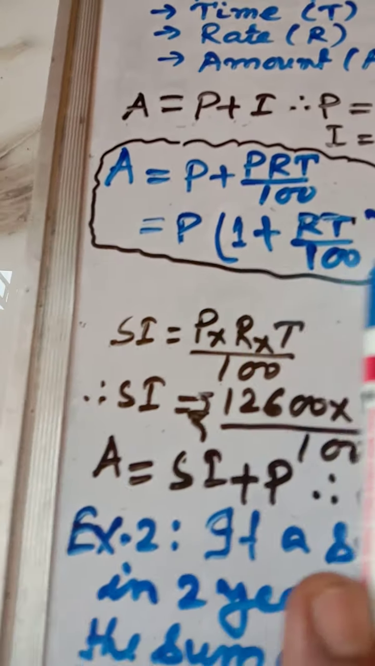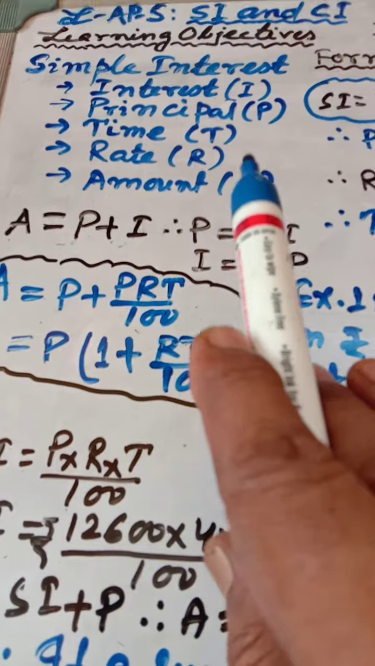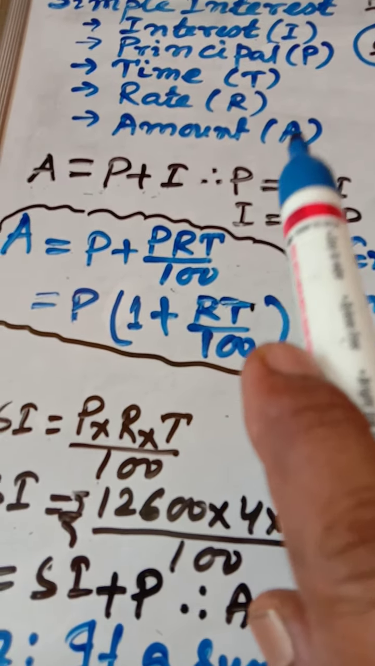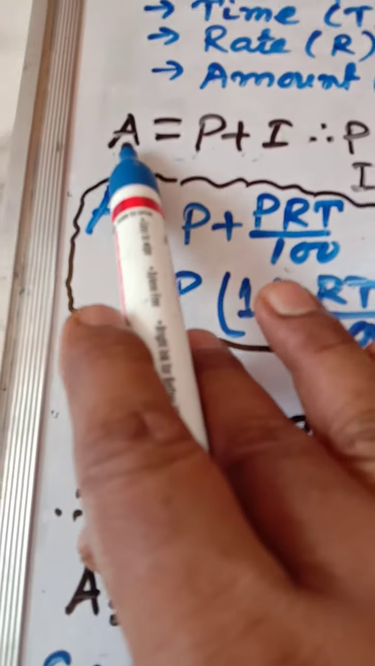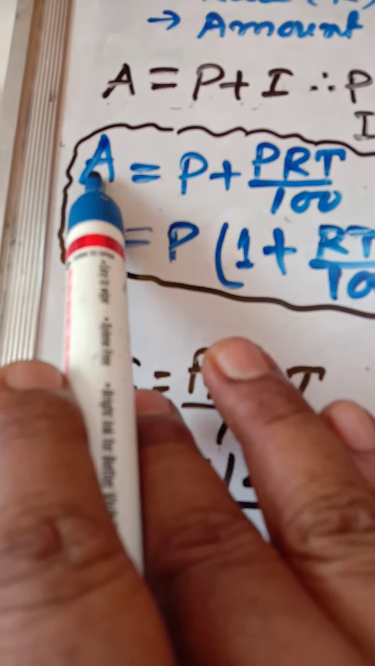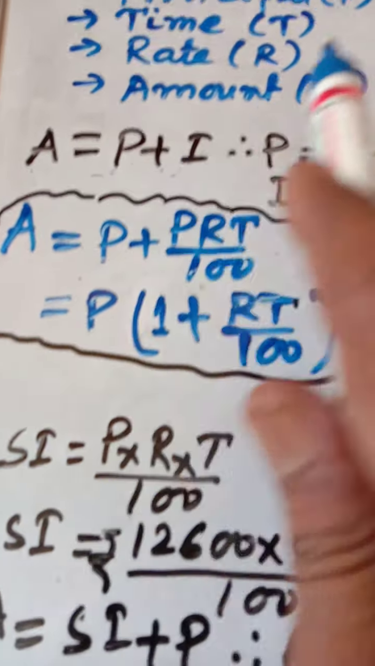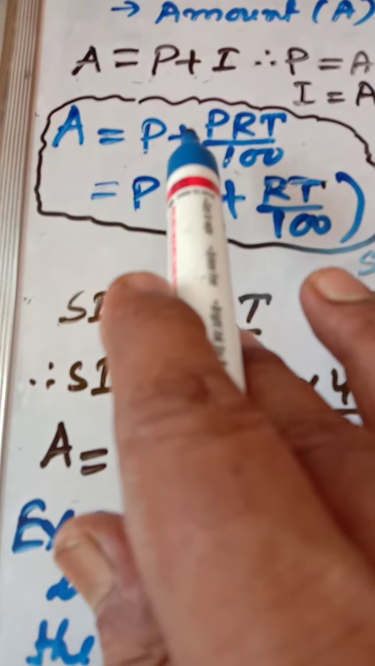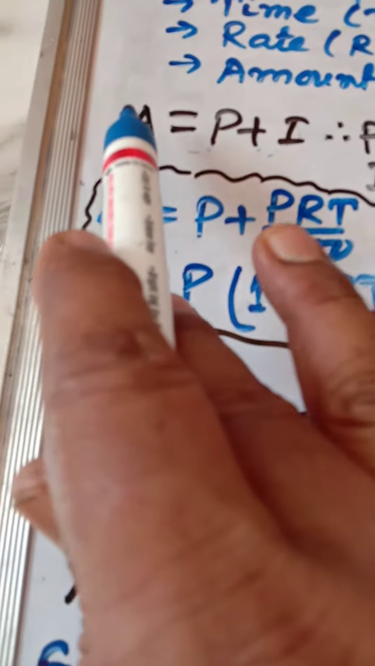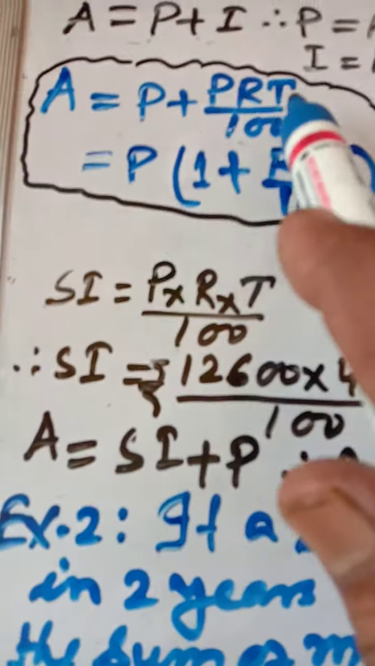But children, I will combine two formulas and conclude to one formula, and through that only we will be solving most of the sums in class 8. See, amount is equal to P and I. I means what? PRT by 100. So in place of I I have written PRT by 100. Can I write down very well? Because amount is equal to P and I. P I have kept. In place of I I have written down this formula, PRT by 100.